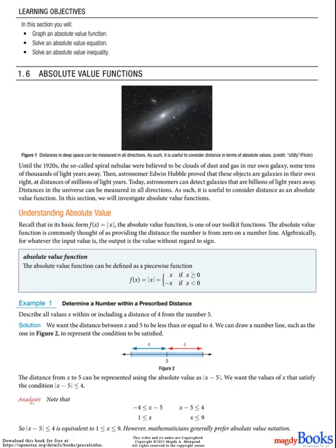Figure 1. Distances in deep space can be measured in all directions. As such, it is useful to consider distance in terms of absolute values. Credit: S58Y, Flickr. Until the 1920s, the so-called spiral nebulae were believed to be clouds of dust and gas in our own galaxy, some tens of thousands of light-years away. Then, astronomer Edwin Hubble proved that these objects are galaxies in their own right, at distances of millions of light-years.